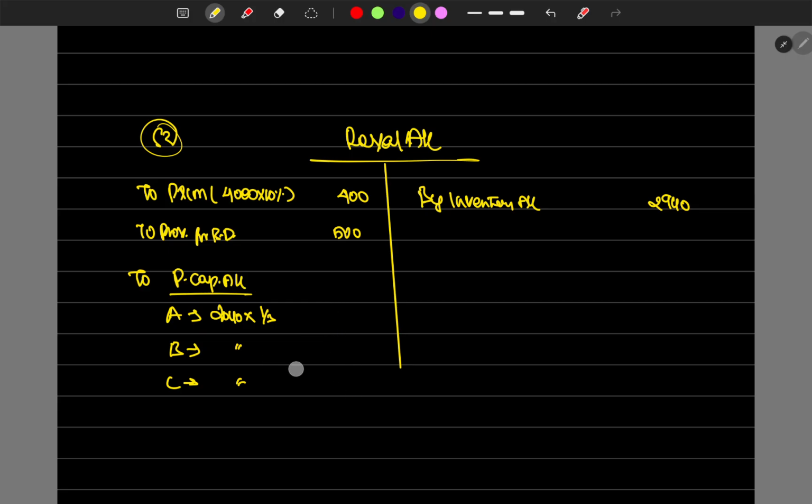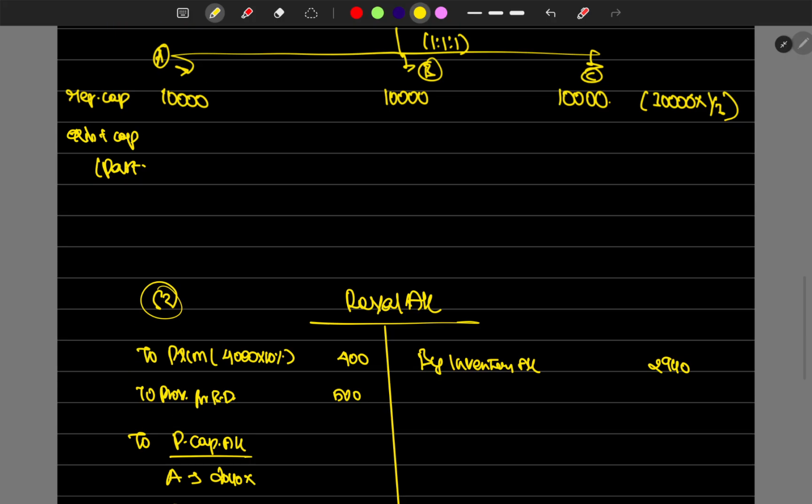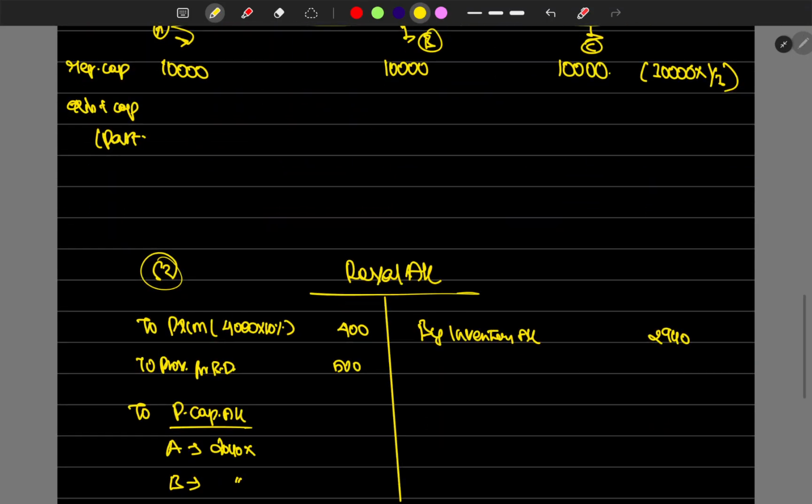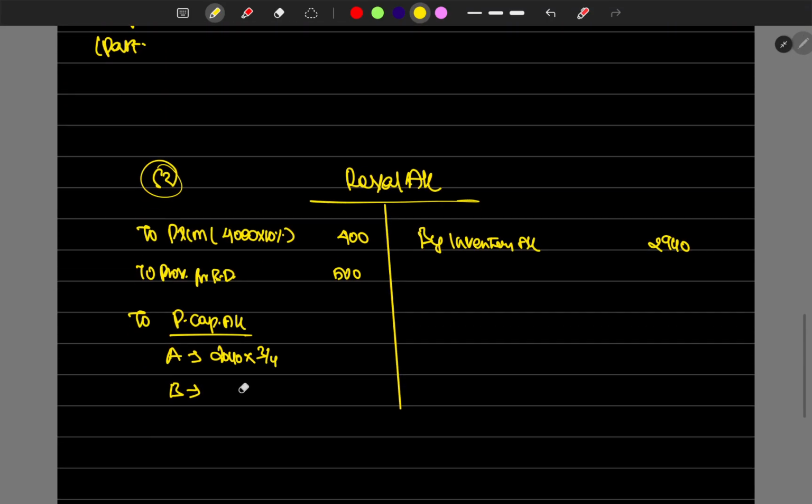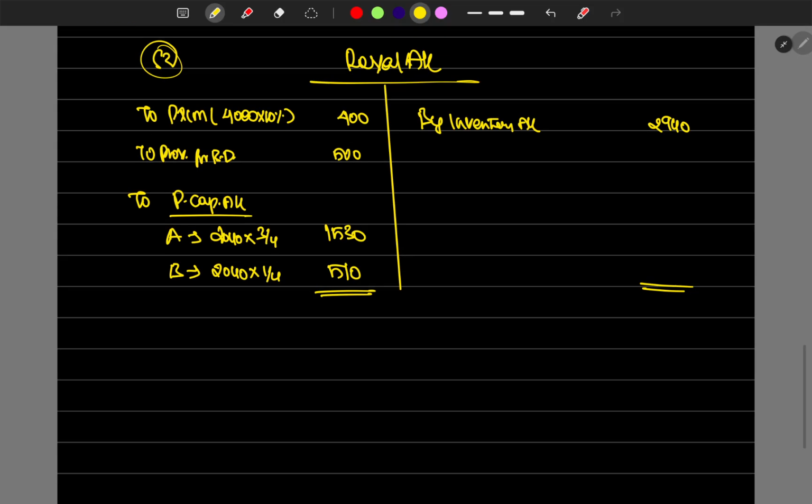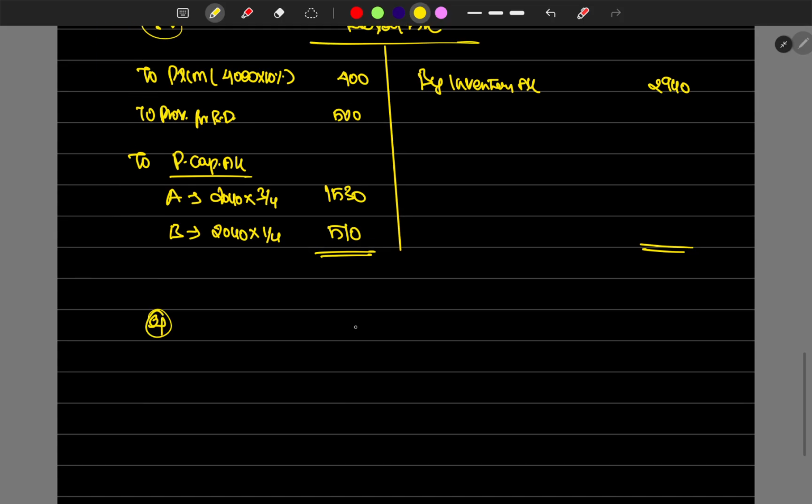This has to be in the old profit sharing ratio. So this is 3 by 4 and 1 by 4. Always the revaluation profits or losses should be borne by the existing partners only. So 2040 into 3 by 4 is 1530. Then 2040 divided by 4 is 510. That's it. Account closed. Step 4, partners' capital account.